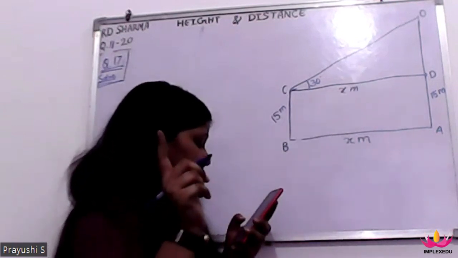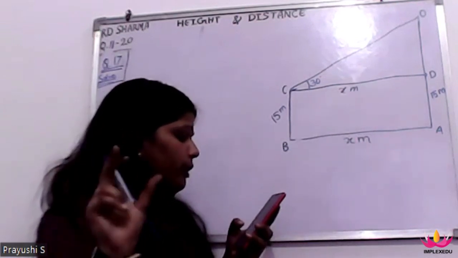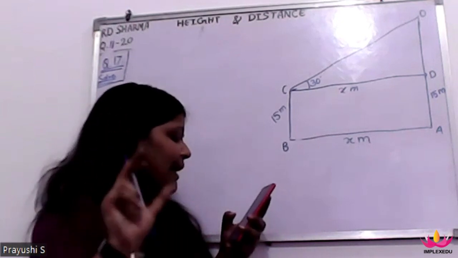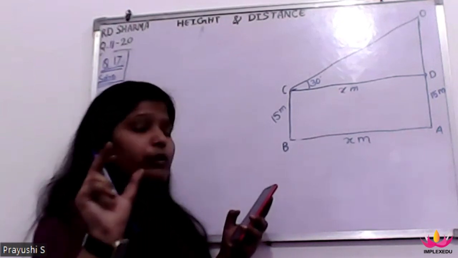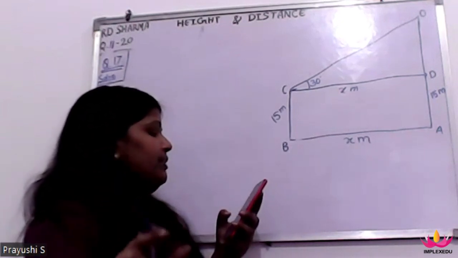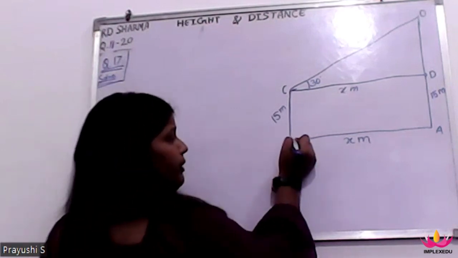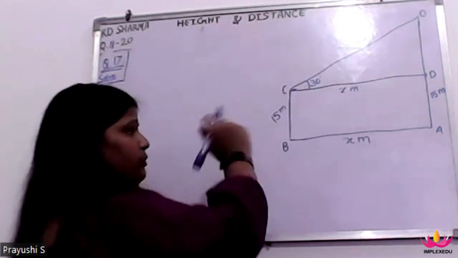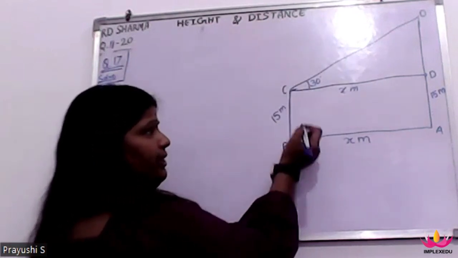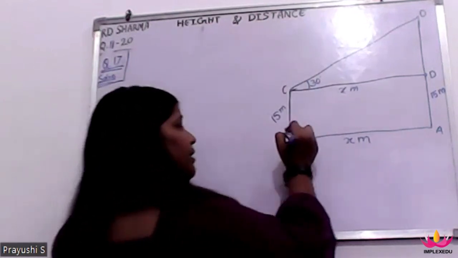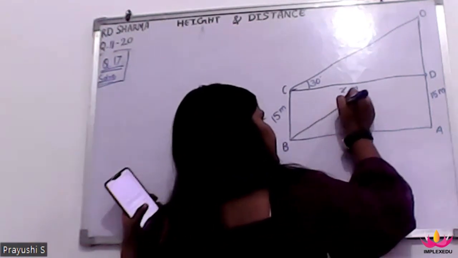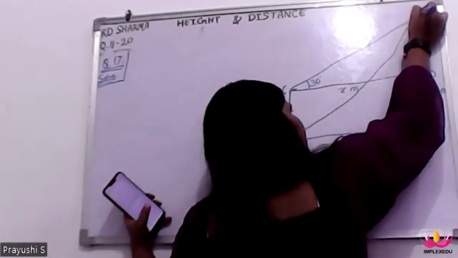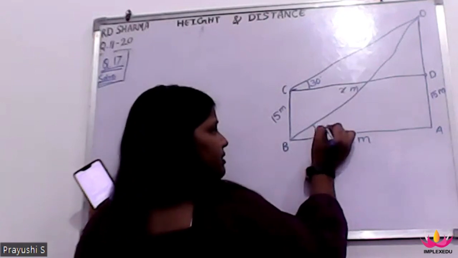Now the next line: from the bottom of the same building, the angle of elevation of the top of a tower is found to be 60 degrees. So from the bottom of the building, so this is the building, from this point, the bottom of the building, to the top of the tower, the angle of elevation is 60 degrees. So we will mark this, and this will be 60 degrees.